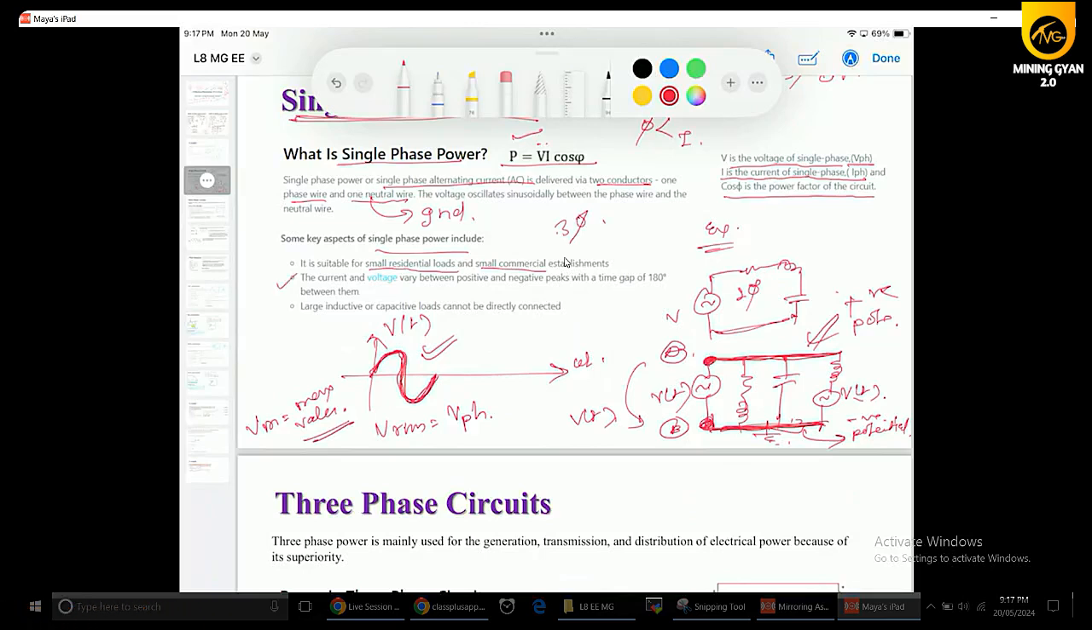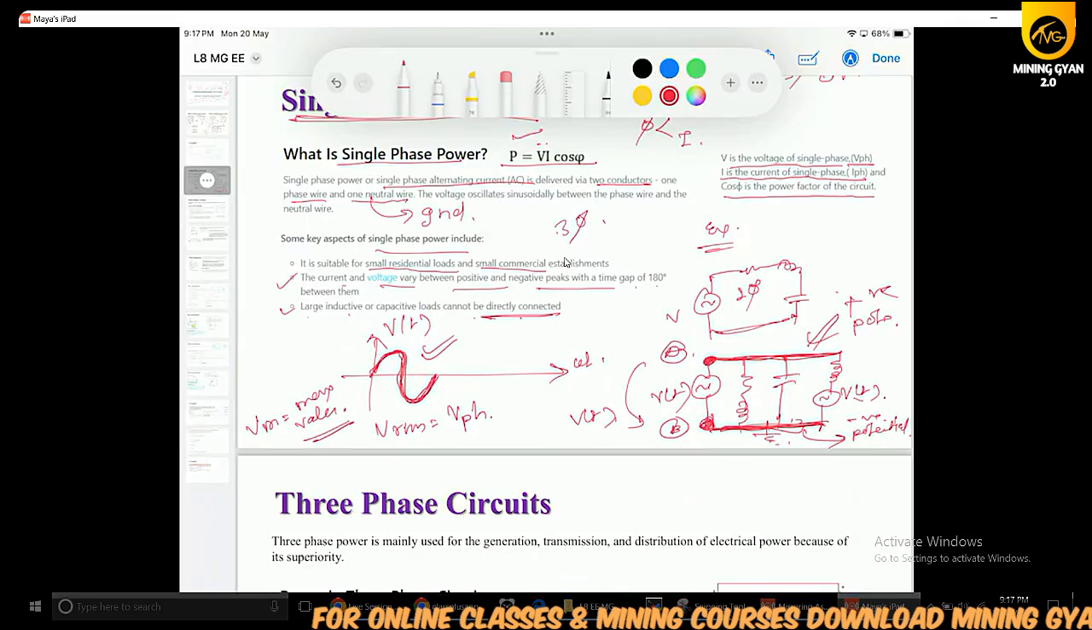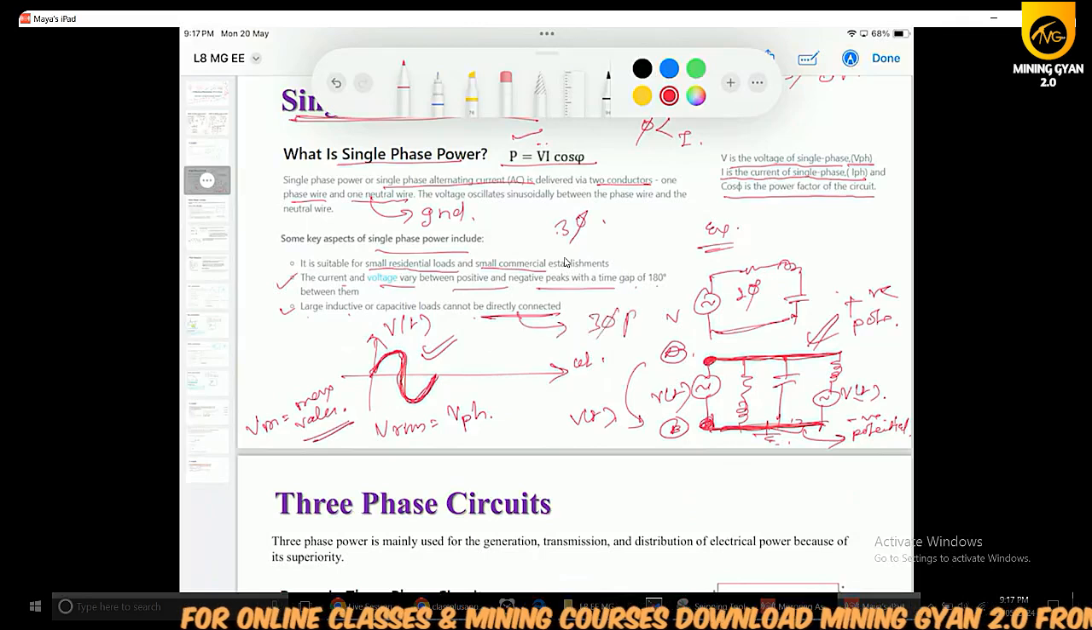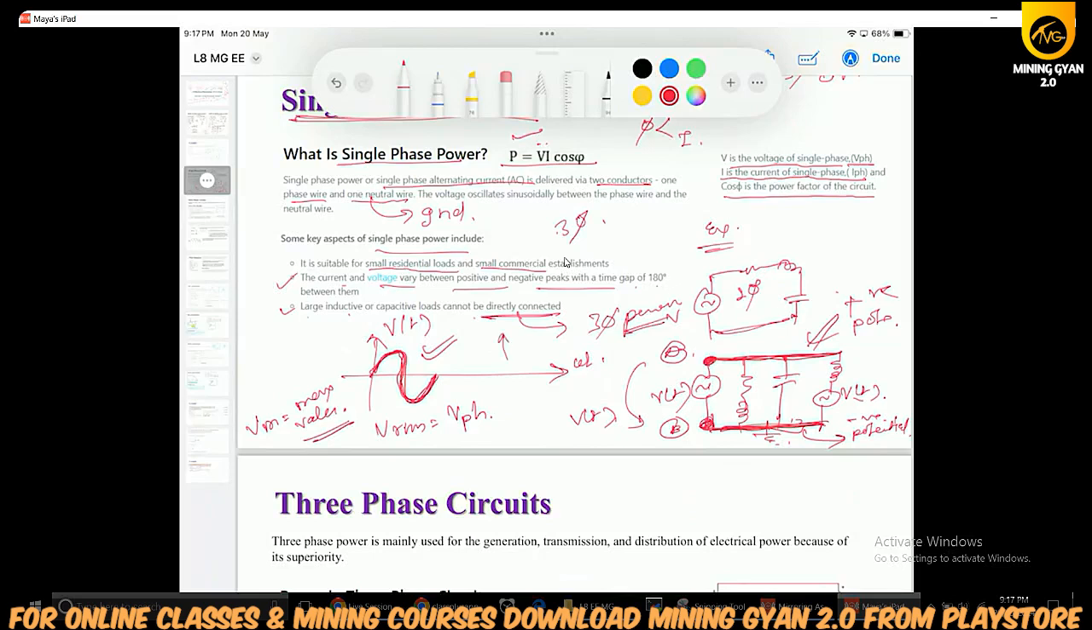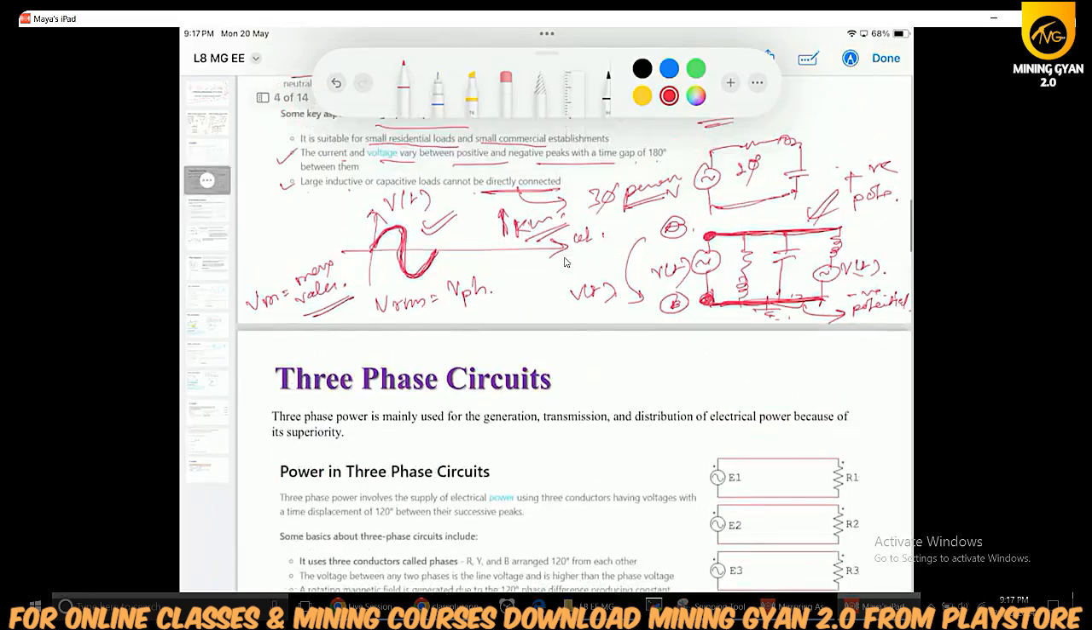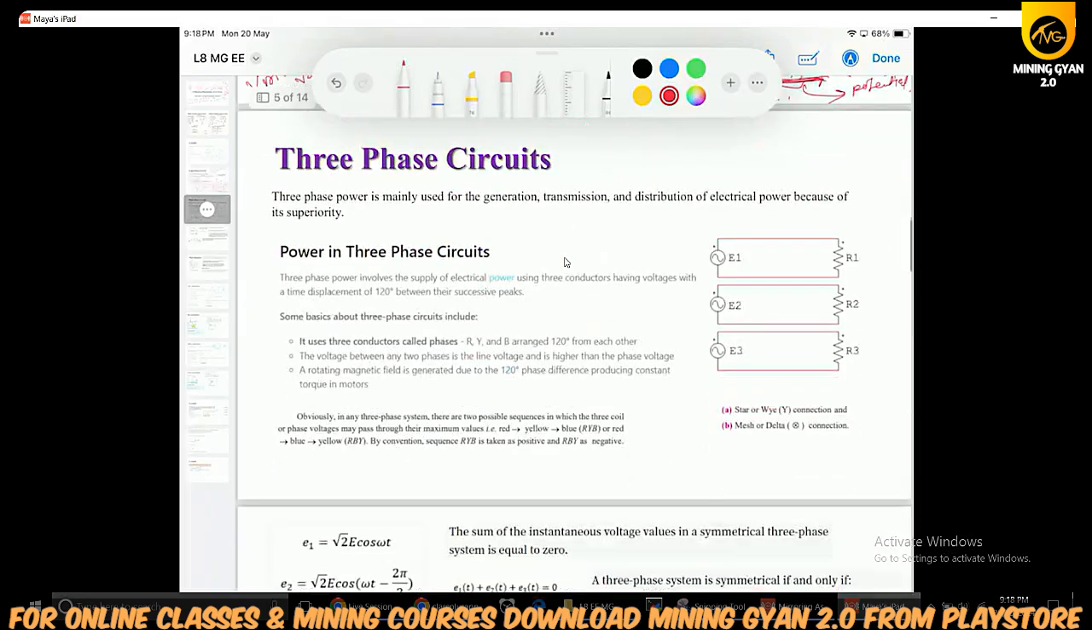The second thing is that the current and voltage vary between positive and negative peaks with a time gap of 180 degrees between them. And the third thing is that large inductive or capacitive loads cannot be directly connected because they need three phase power. The loads are large, meaning they can take some kilowatts of power. That's why we prefer three phase power in order to drive a large number of loads.